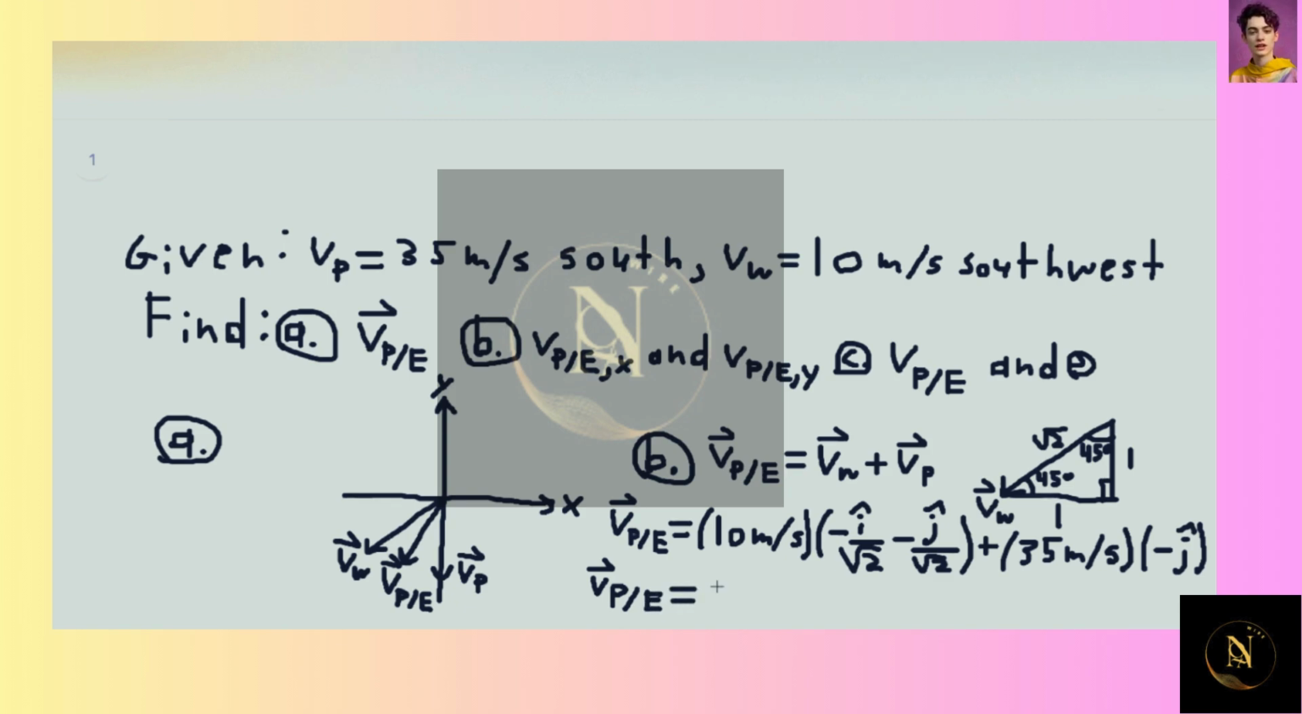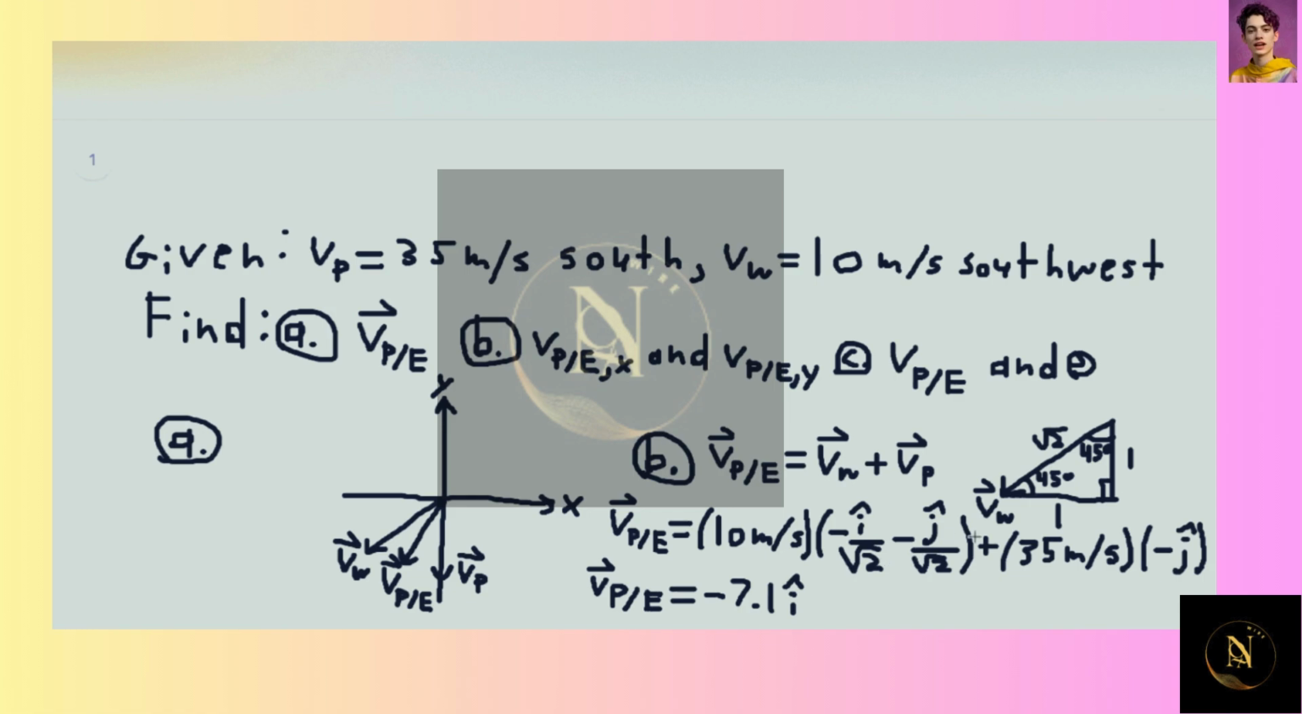Okay, so if we have the i component here, we just have negative 10 over square root of 2. So I'm going to have negative 7.1 for the i component.